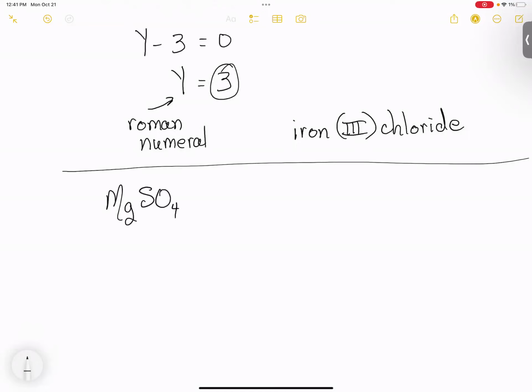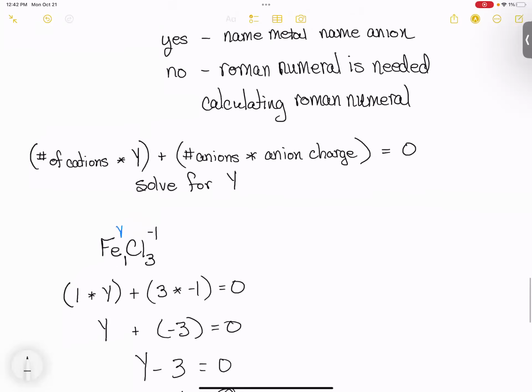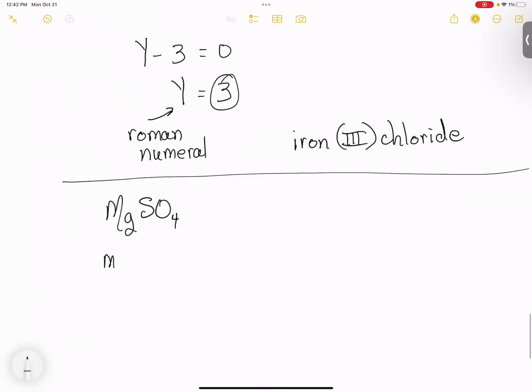Okay, we go back to the questions that I posed up here. Does the metal have a constant charge? Does magnesium always have the same charge? Yes, it's always what? +2. Why? Because it's in group 2. If I can't drive anything else home, I'm going to drive certain things home. Because it's in group 2 and it's always a +2, we simply name the cation, magnesium, and we name the anion. What is SO4? Sulfate. So this is magnesium sulfate.